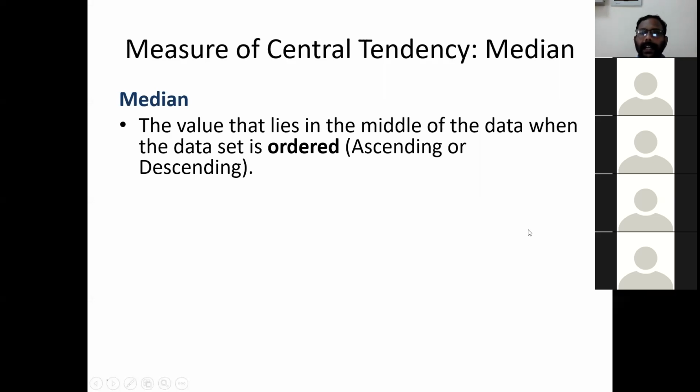Right. The second item is median. That is the second measure of central tendency. Median is the value that lies in the middle of the data when the data set is ordered. We can order the data set in either ascending or descending order. What do you mean by ascending order and descending order? Can someone tell me what is ascending and what is descending order? Let's say I have some data, marks of 5 people.